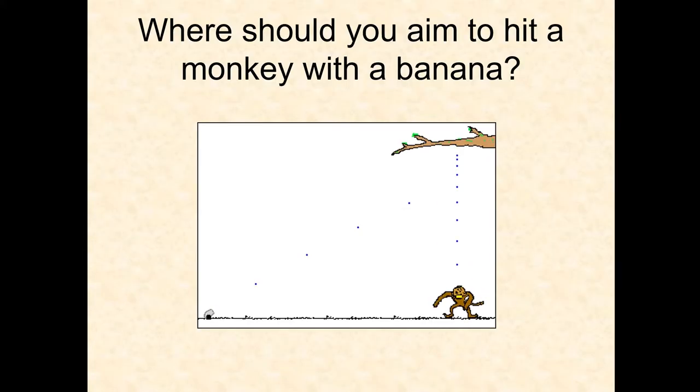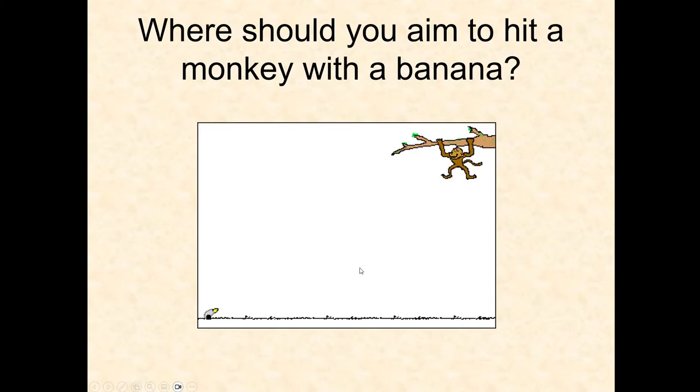Where should you aim to hit a monkey with a banana? If they are released at the same time, that is you fire the banana at the exact moment the monkey releases the branch, you should aim your cannon directly at the monkey when it's hanging from the branch. As the monkey falls, the arc of the banana will actually meet it in that exact same position. Why is this, you might wonder?